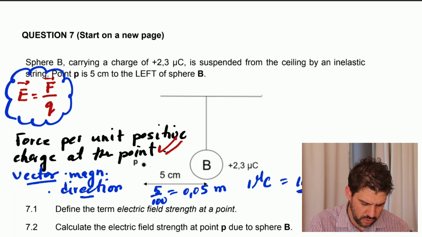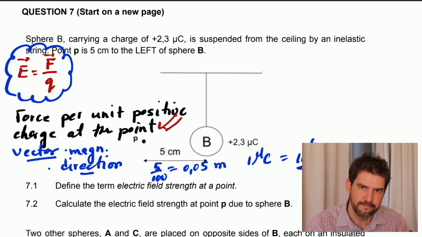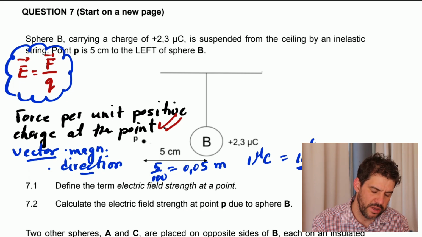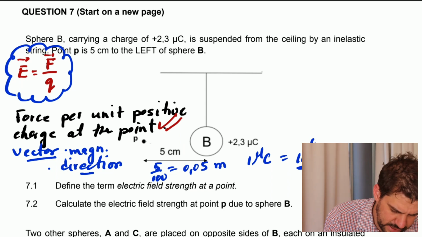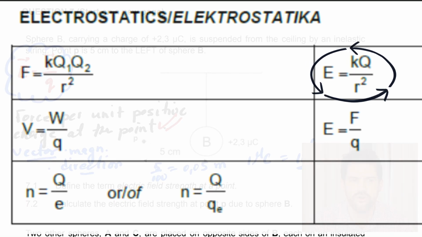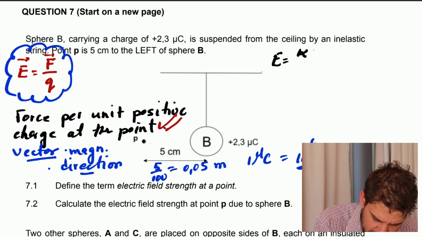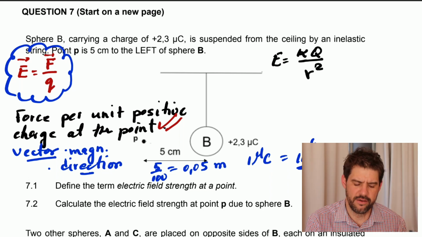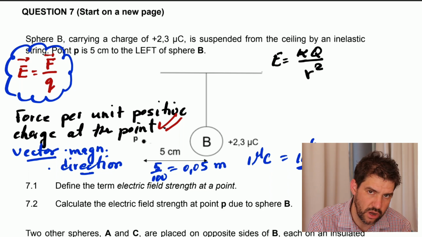Question 7.2: calculate the electric field strength at point P due to sphere B. Now, there is another formula. We can use the previous one if we know the force, but we don't know the force. So there is another formula that we can use for this situation because the electric field is non-uniform. Electric field is equal to K multiplied by the charge divided by the distance squared. That is the formula we are going to use for this specific question.